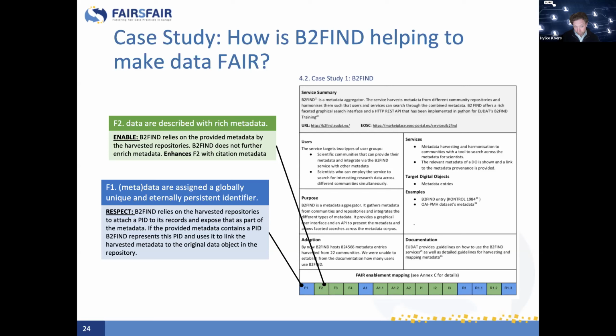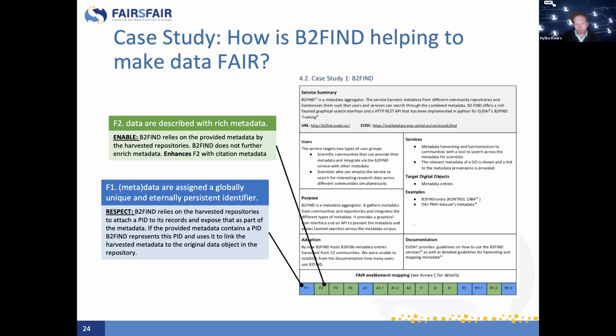In the case of B2Find, our analysis is that it respects this FAIR principle, which is to say that if the metadata contains the PID, then it will still be there after B2Find has operated on the object. In case of F2, data are described with rich metadata, it really enables that property. I'm sure that the actual details of this statement can be discussed, and that's perfectly fine. That is exactly what we wanted to initiate with this kind of case study.